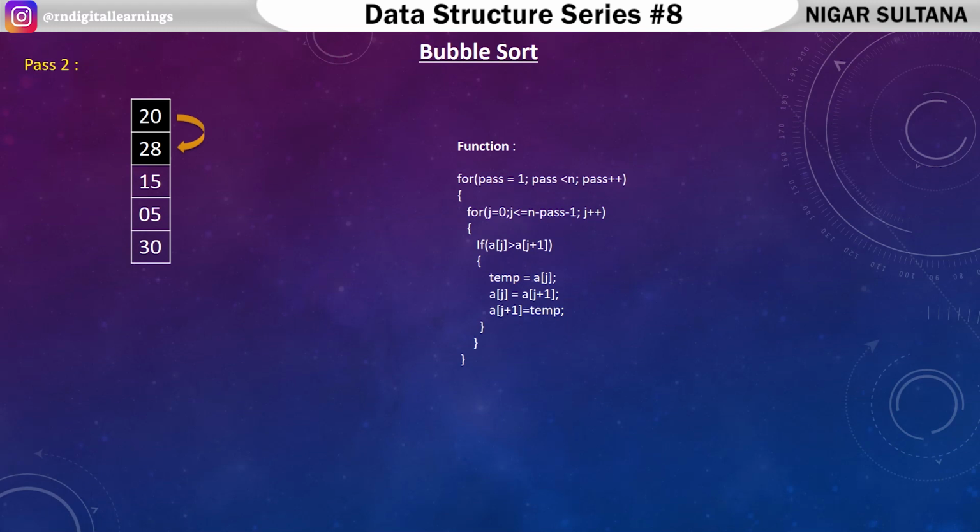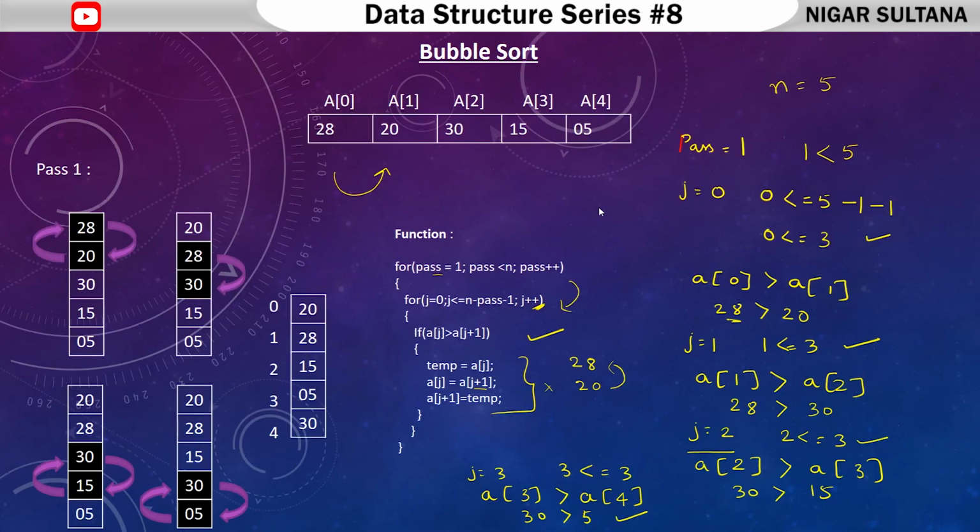Now, let's see pass 2. We must increment j now. J will be equal to 4. Is 4 lesser than or equal to 3? No. This condition fails. Then no need of this j loop now. Stop this j loop, then come out of this loop.